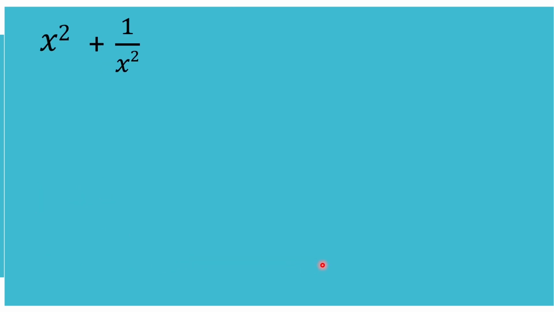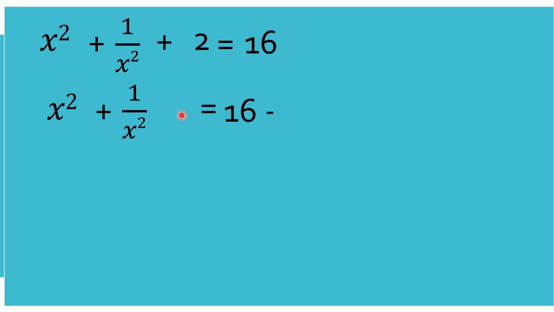So x squared plus 1 over x squared plus 2 equals 16, and then we will shift this plus 2 to the other side of the equation. So this equation will become x squared plus 1 over x squared equals 16 minus 2. As you know, 16 minus 2 equals 14. So this is the value of x squared plus 1 over x squared equals 14, and this was our required value. So this is the answer of this part, x squared plus 1 over x squared.